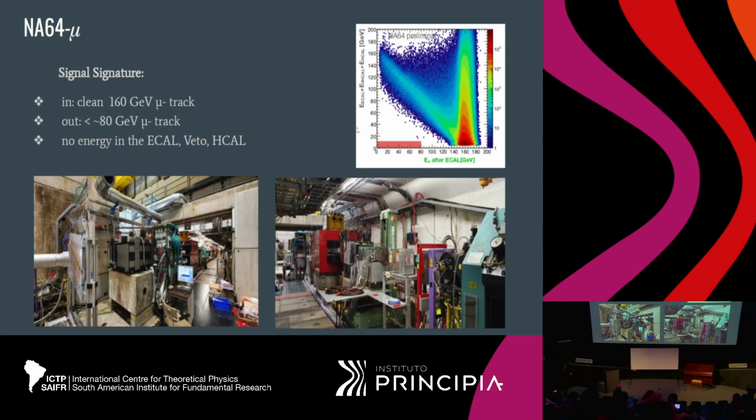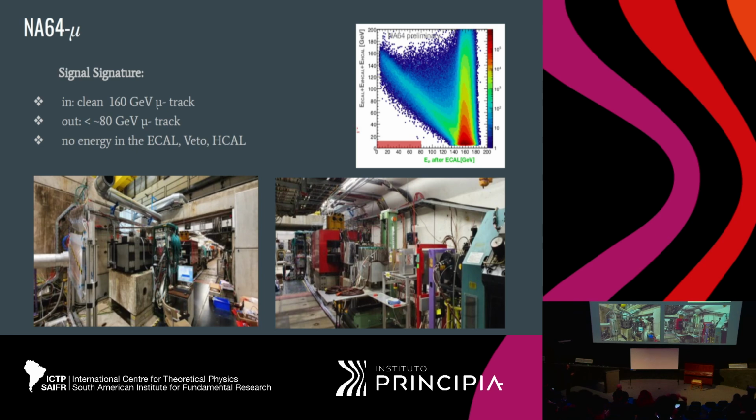This is another region of the North Area, and this is the setup. You can see some tracking elements, magnets here, the tracking elements, and this is the calorimeter where the reaction is supposed to happen. And this is the parallel of the hermeticity plot that I showed for NA64e.